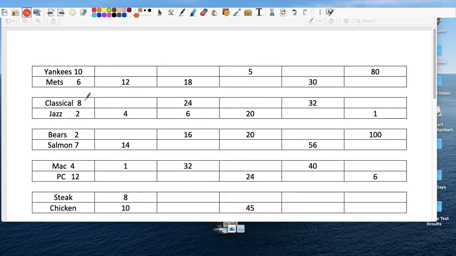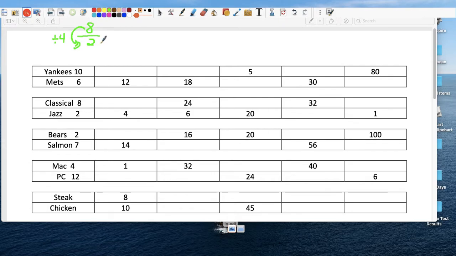Classical, 8 people like classical. For every 8 people that like classical, 2 like jazz. Okay, so this one you can look up and down. So you have 8 over 2. So let me write that. I'm going to do this up and down. How did the 8 become a 2? Divide by 4. So if you're going from top to bottom, you're going to divide by 4.